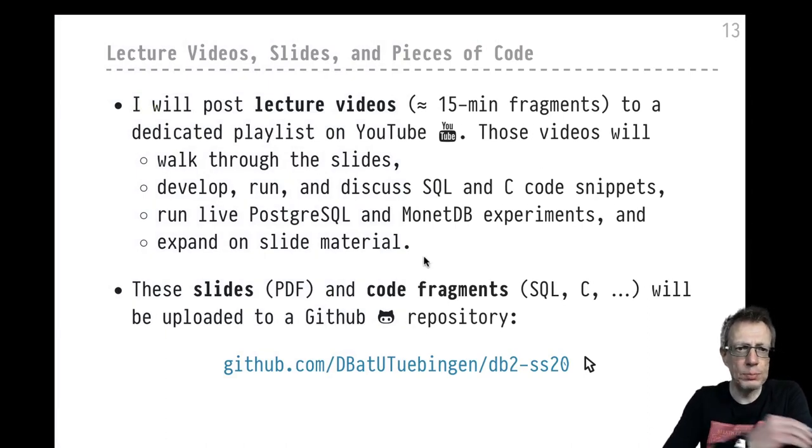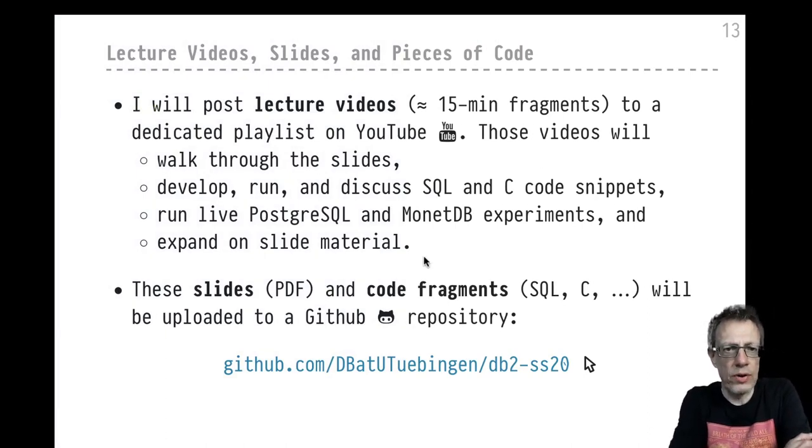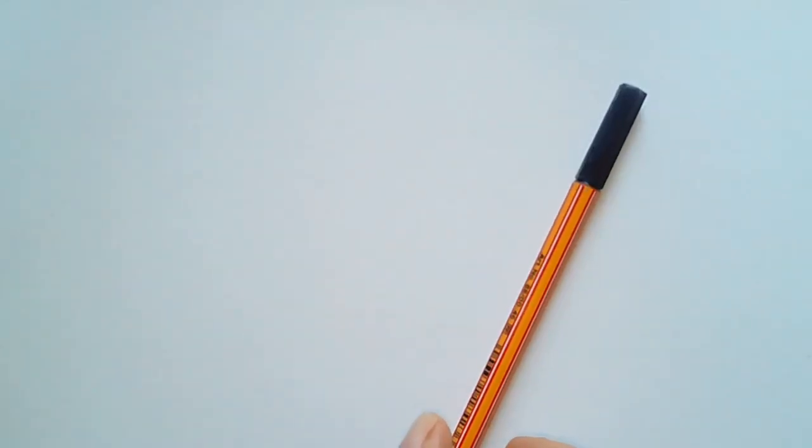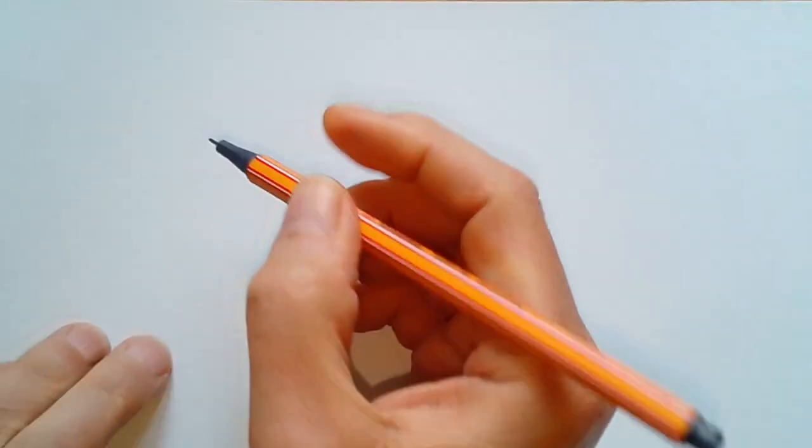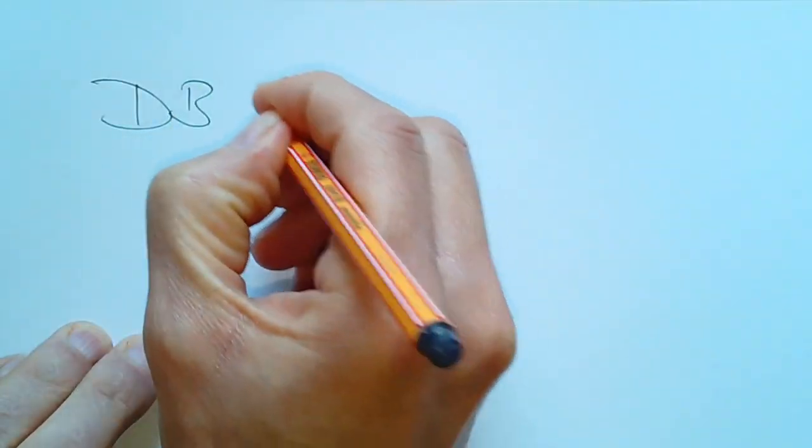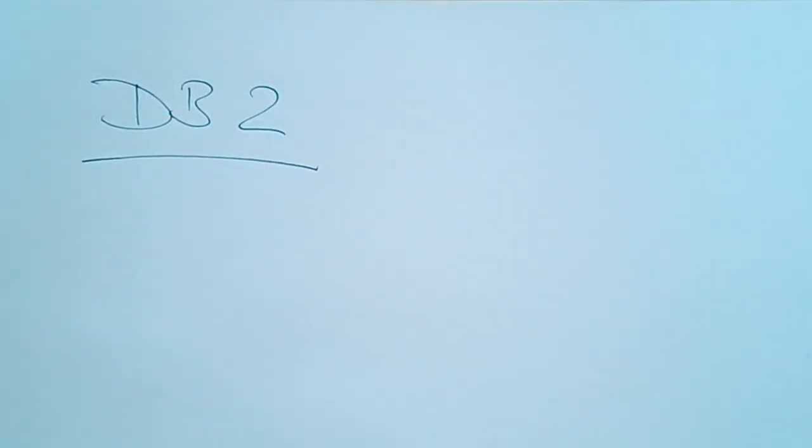Of course, I will also expand on the slide material if there is the need for that. So either using my interactive terminal setup, but I also brought pen and paper here. So let's see whether you can read that. Please let me know if you can read that in the feedback channel. So if there is use to it, we will have expanded discussions on the slide material also in these videos. Let's see how this turns out.